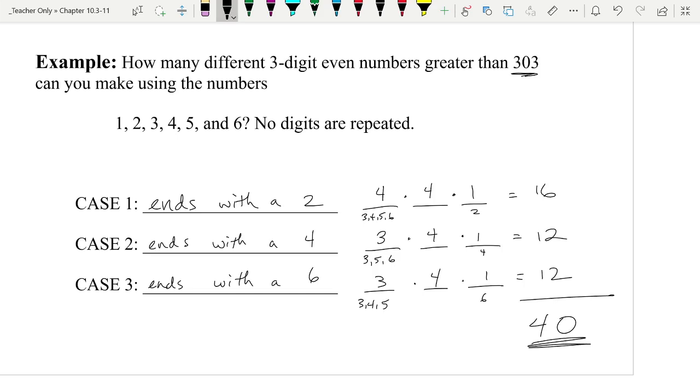Isn't 1 an option? Yes, but the 1 can't ever go first because then I'm not bigger than 303, and the 1 can't go last because then I'm not an even number. So the 1's always kind of mired in this middle calculation here. The question that I just got for those of you watching at home was, isn't 1 an option? How come you seem to be ignoring it? Because it doesn't really count in my special kind of counting for the cases. Does that make logical sense to you?